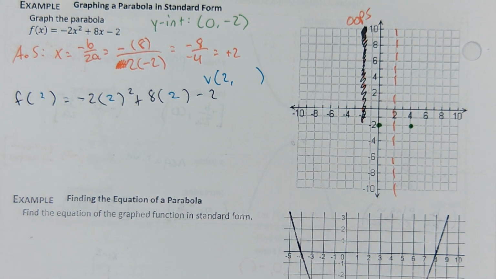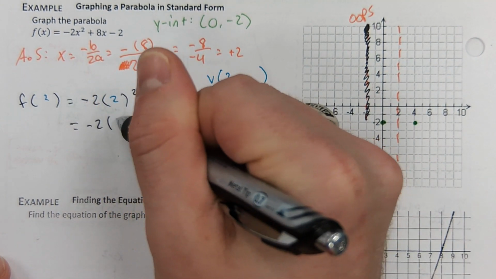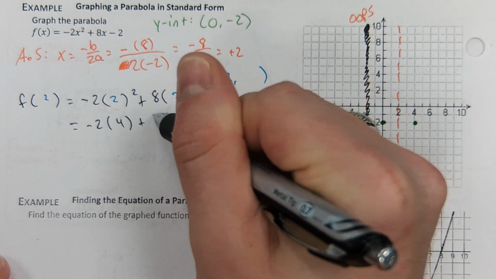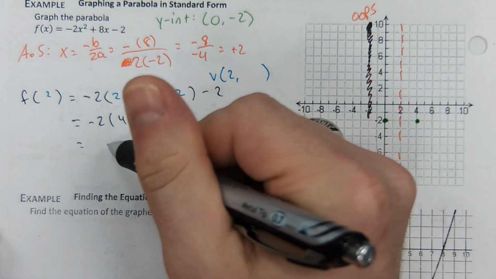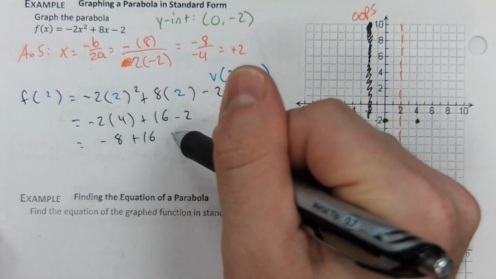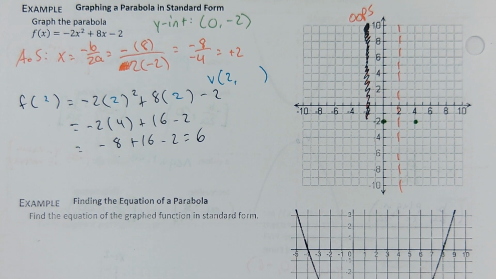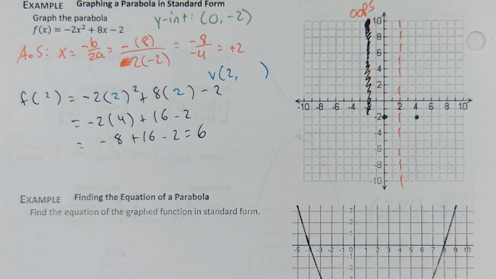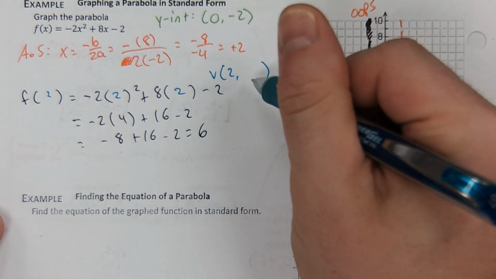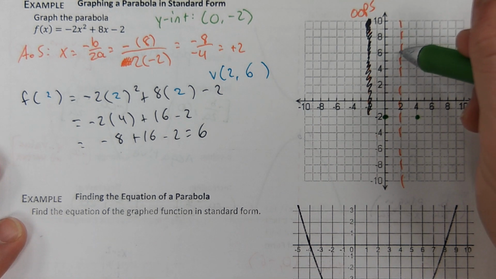Now you just follow the order of operations. Make sure that you do exponents before you do multiplication. This gives me -2 times 4. 8 times 2 is 16, and -2. -8 plus 16 minus 2 is +6, because -8 and -2 makes -10, and 16 and -10 is 6. 2, 6 is going to be where I find my vertex, way up here.